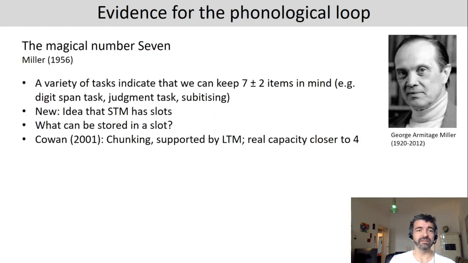This was experimentally tested by George Armitage Miller in 1956, a very influential paper. I think this is maybe the most cited psychological paper ever. What he did is, in a variety of tasks, he tested participants with different stimuli, and these results indicated that participants can usually keep 7 plus minus 2 items in mind.